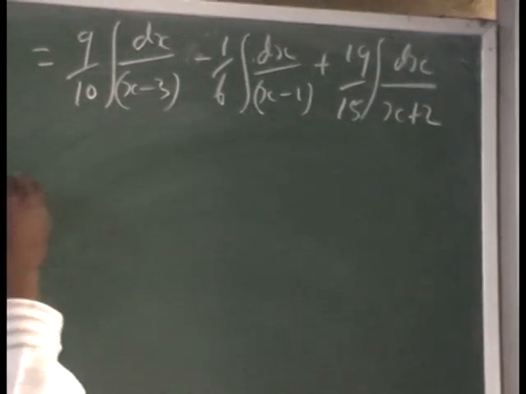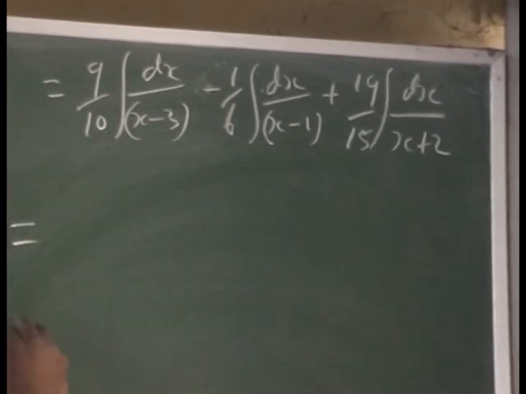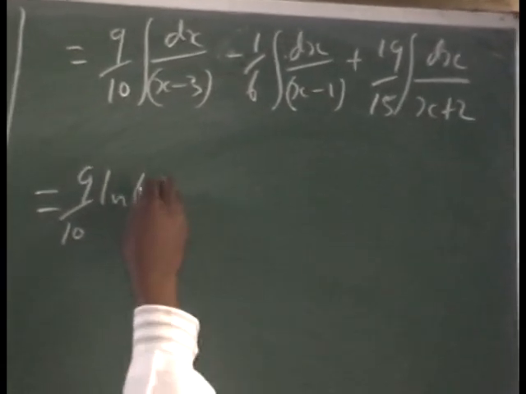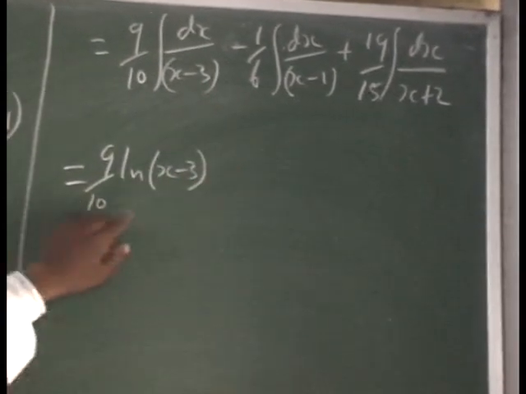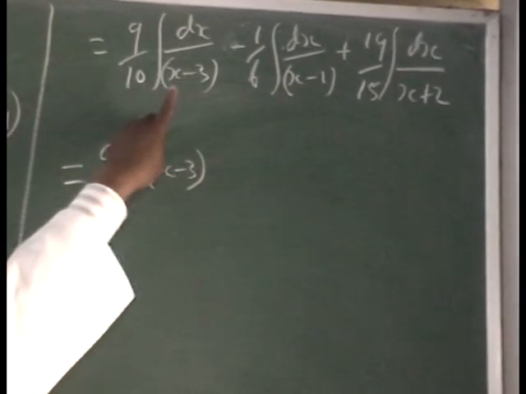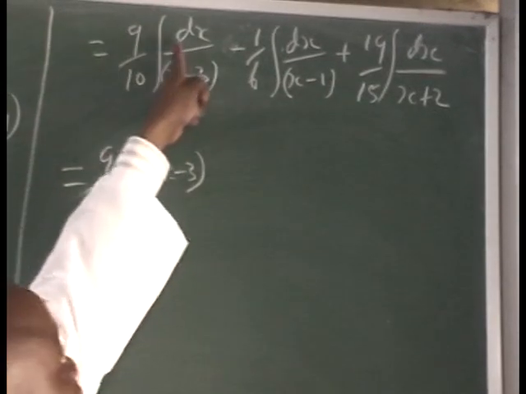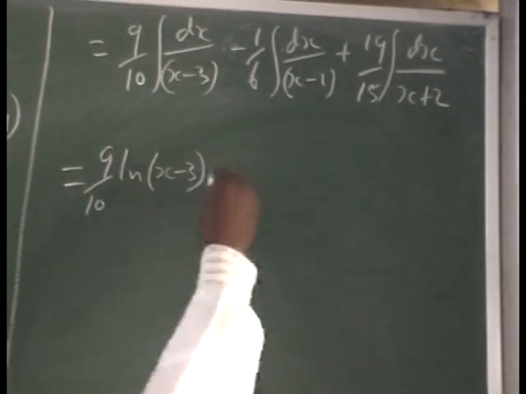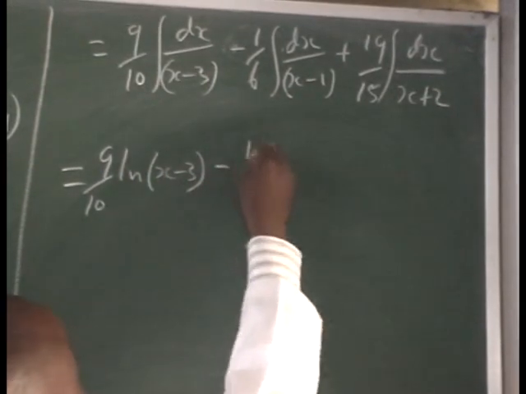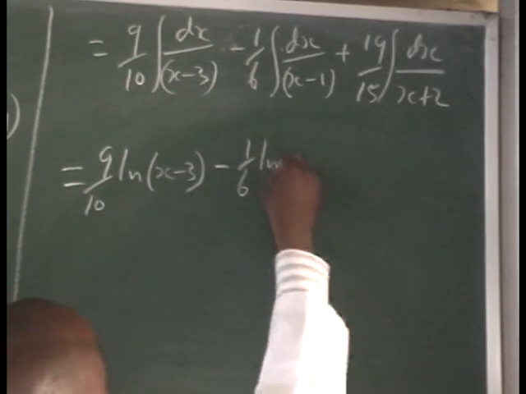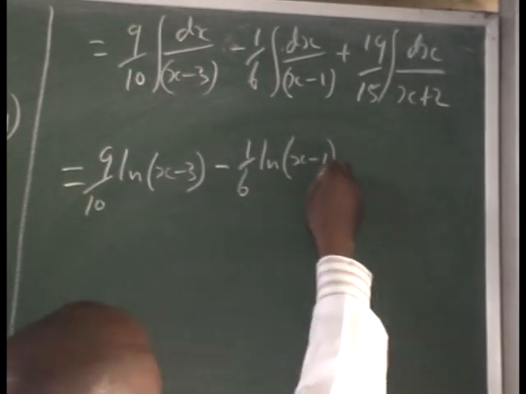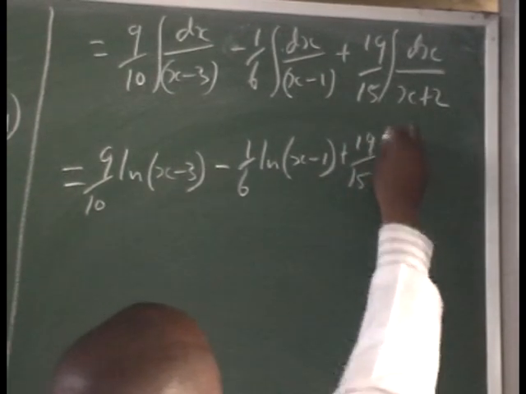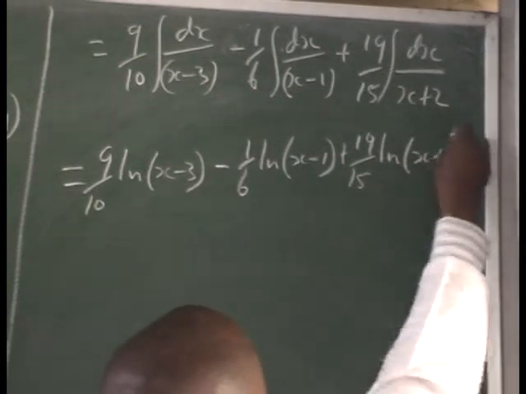Okay, so that will be the same as 9 all over 10 integral of dx all over x minus 3. Yes, if you integrate this dx, you have 1 all over. So if you integrate, you have ln of that, minus 1 all over 6 ln of x minus 1, plus 19 all over 15. We also have ln x plus 2.